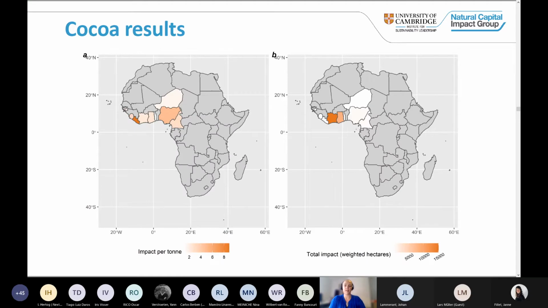So again, just comparing the impact per tonne versus the total sourcing footprint gives you different perspectives. So whilst we know that the per tonne impact was highest in Liberia, actually because a lot of their sourcing is from Ghana and Cote d'Ivoire, that is where the company potentially has a higher level of exposure. Next slide.